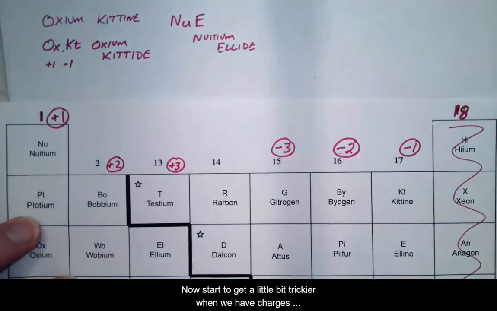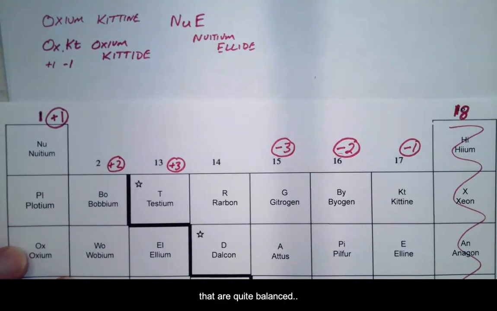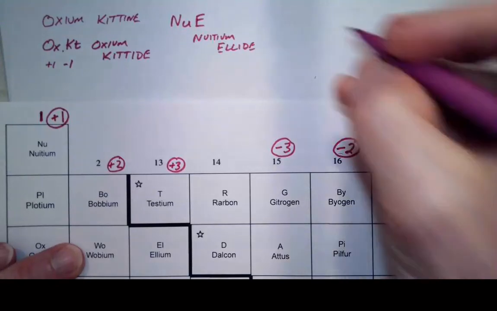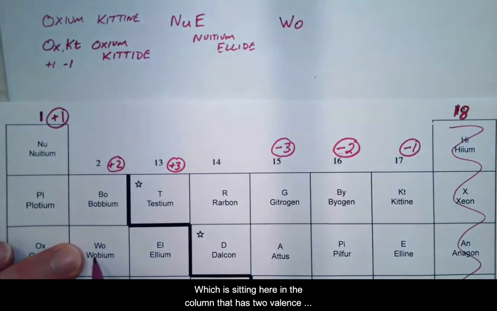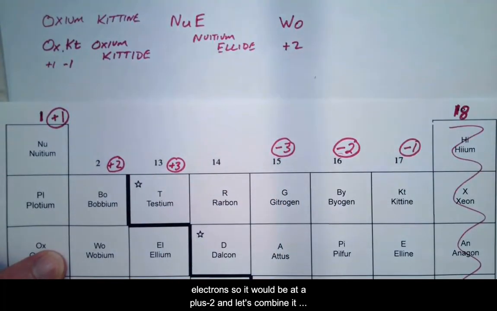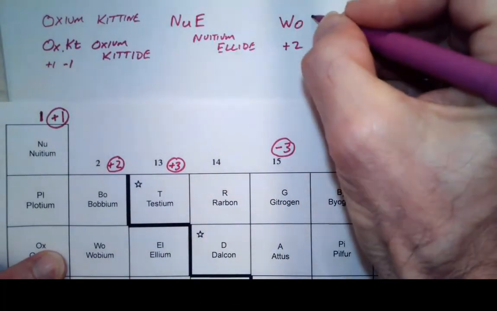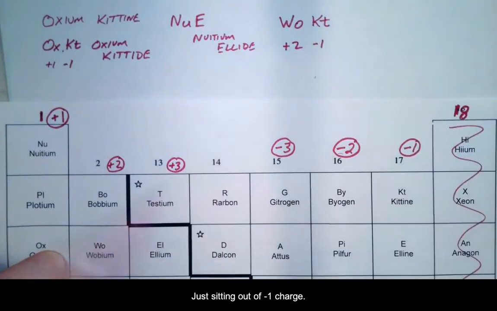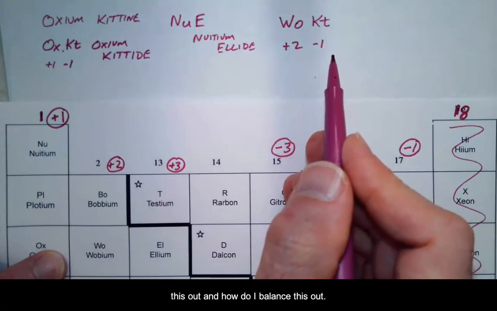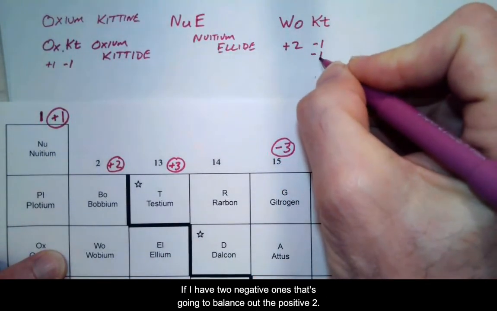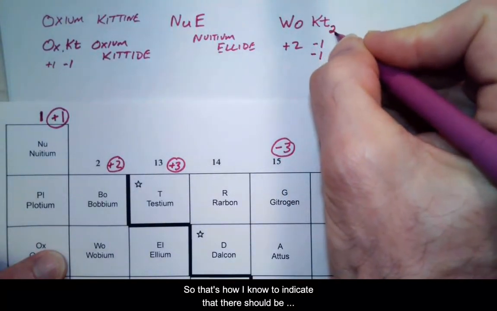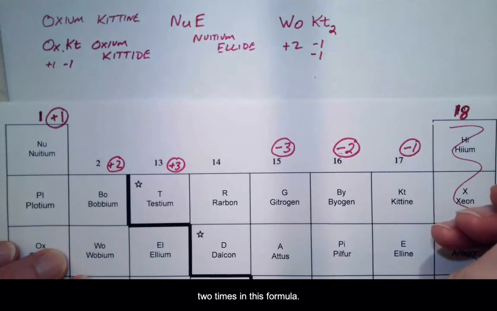Now, it starts to get a little bit trickier when we have charges that aren't quite balanced out. All right, let's take wobium, right? WO, which is sitting here in the column that has 2 valence electrons, so it would be at a +2, and let's combine it with our friend cation, which is sitting at a -1 charge. +2, -1, not balanced. So I'm going to need to balance this out. And how do I balance this out? If I have 2 -1s, that's going to balance out the +2. So that's how I know to indicate that there should be 2 cations in this formula.